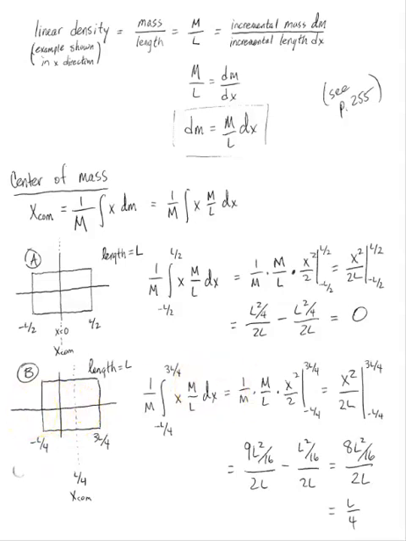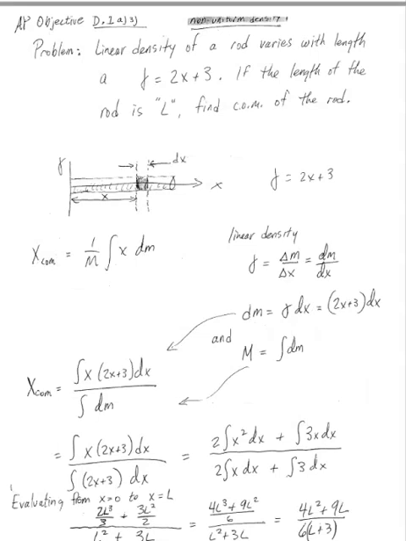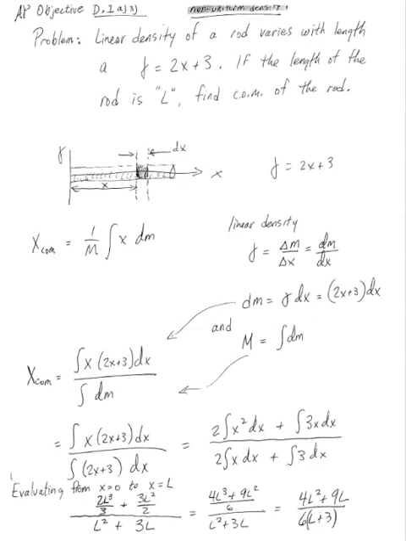Now let's look at finding the center of mass of a rod of non-uniform density. So I'm going to still use the same idea that the incremental mass per the incremental length is the linear density, but now it's no longer a constant. Now in this example, they tell me the linear density of a rod varies with the length according to the equation 2x plus 3. So if the length of the rod is L, find the location of the center of mass of the rod.